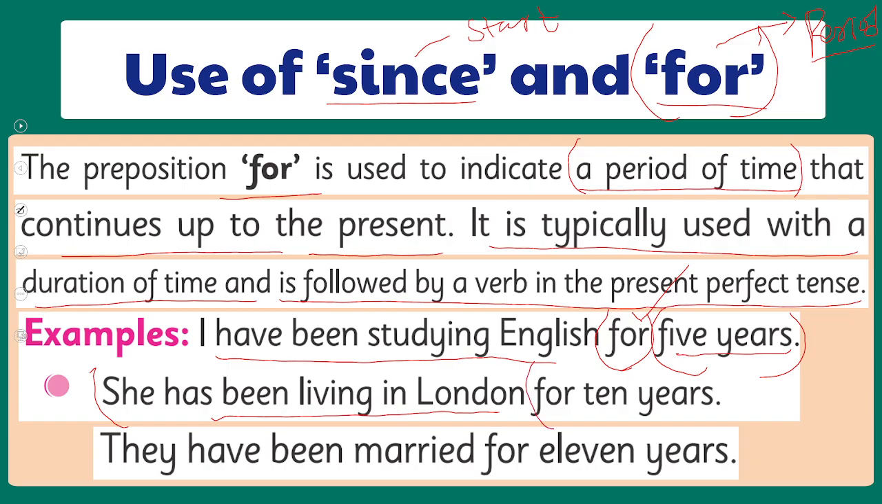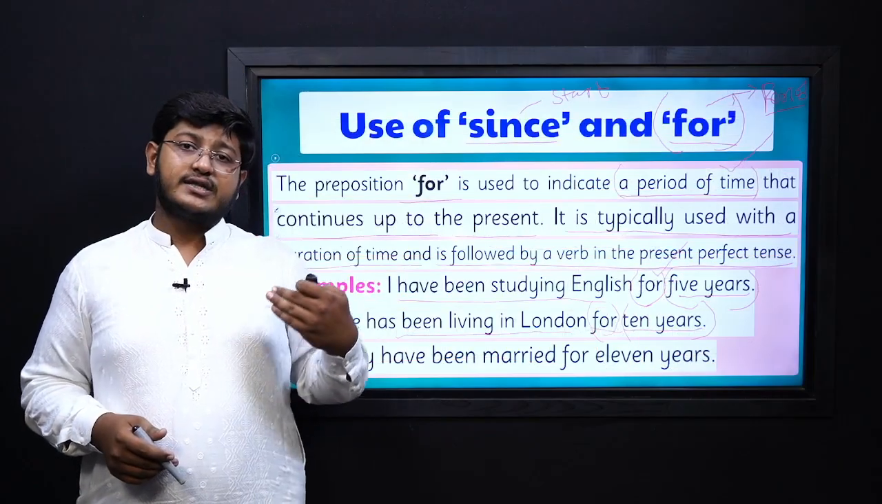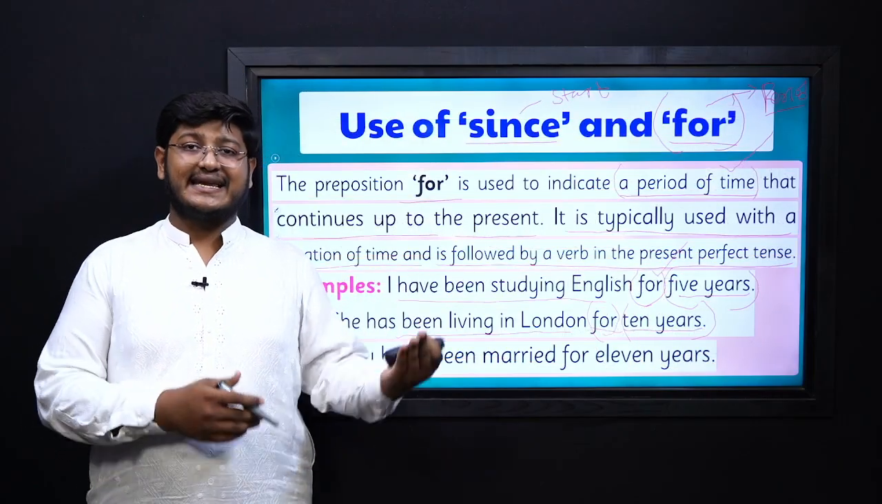So we don't say that she has been living in London after her graduation or since she graduated from there. We use a particular time period, the 10 years. That's why we use this preposition for, because it is used to indicate a certain period of time. So I hope you guys have understood what for is and how this preposition for is used in language.